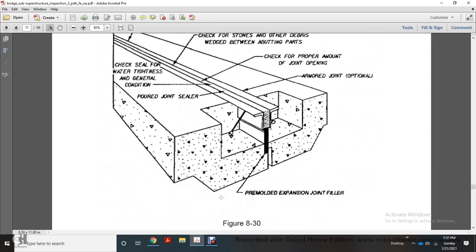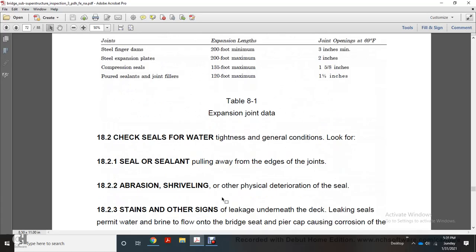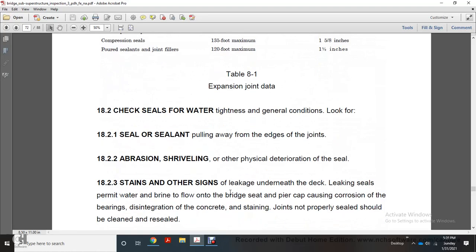This shows your expansion joint checklist, Table 8-1. Check the seal for water and tightness and for the general condition. Look for the seal and sealant pulling away from the edge of the joint. Abrasion, shriveling, or physical deterioration of the seal.